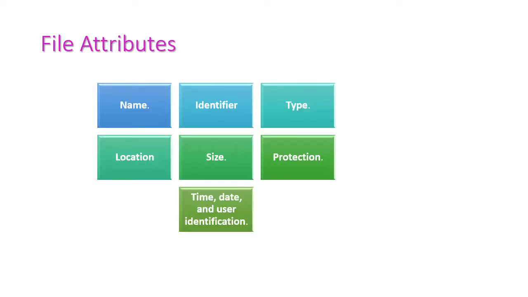The first one is file attributes. By using these attributes only we can identify the file. Here we have the name, identifier, type, location, size, protection, and time, date and user identification. So these are some of the file attributes. Let us see all those things one by one.